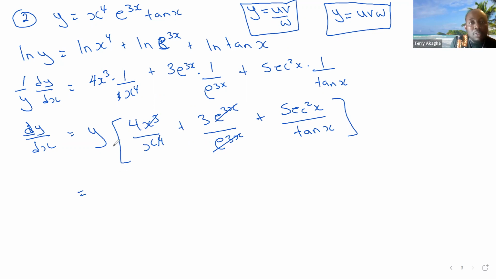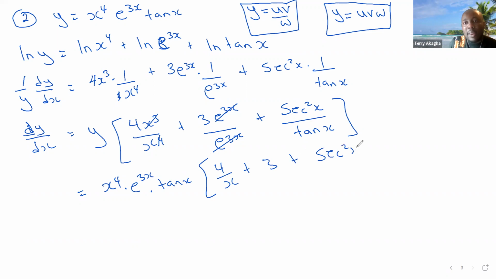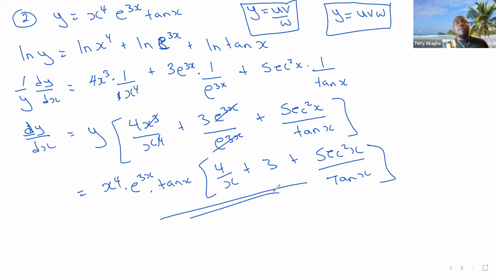But we know our y is x raised to the power 4, e to the 3x, tan x, into 4 over x plus 3 plus sec squared x over what? Tan x. And that will be the answer for this. All right. So for logarithm differentiation, basically you just use the natural logarithm to solve it and you get your answer for this. All right.